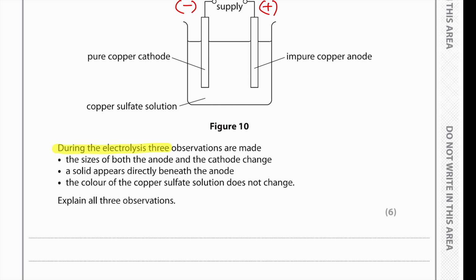During electrolysis, three observations are made. The size of both the anode and the cathode changes. Solid appears directly beneath the anode. The color of the copper sulfate solution does not change.